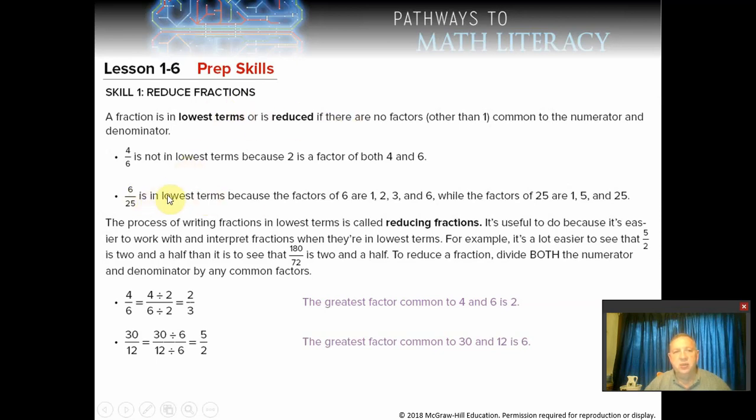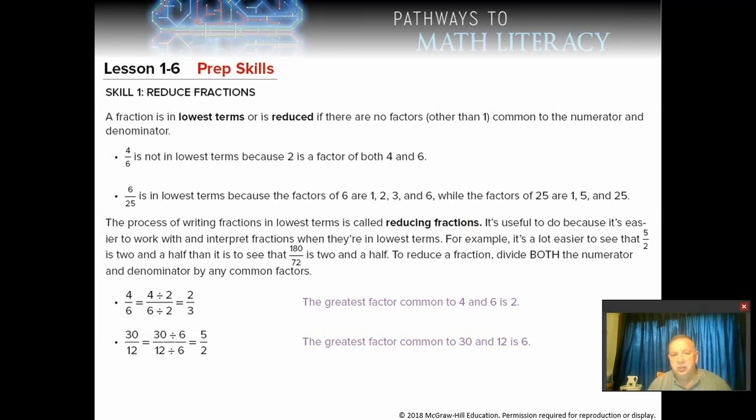5/25, I mean 6/25, is in its lowest terms because the factors of 6 are 1, 2, 3, and 6. This one is just 1, 5, and 25. There are no factors in common that I can cancel out. So that's in its reduced form, or it's in lowest terms. The process of writing fractions in lowest terms is called reducing fractions. It's useful to do because it's easier to work with and interpret fractions.